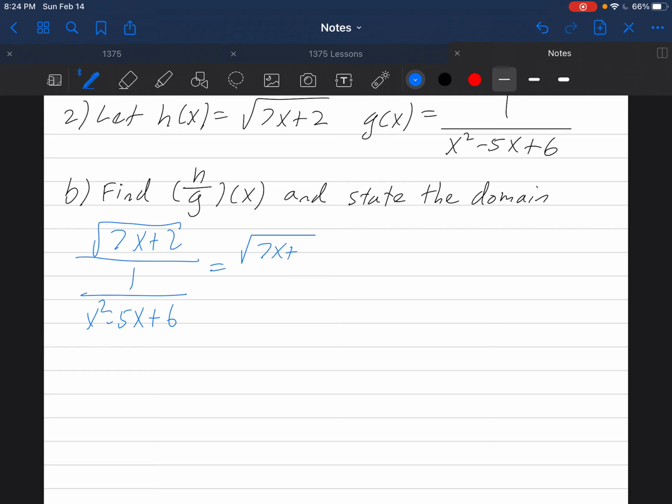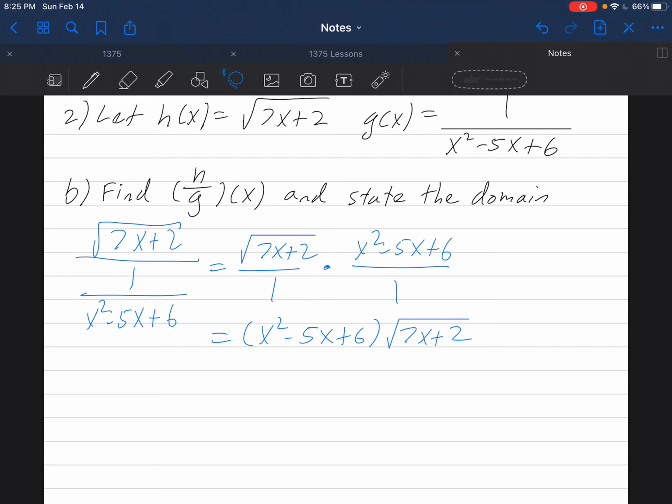So radical 7x plus 2 over 1 times the reciprocal of the denominator, which will be x squared minus 5x plus 6 over 1. So this function actually, even though it looks like a rational function, h divided by g, actually becomes x squared minus 5x plus 6 times the square root of 7x plus 2.